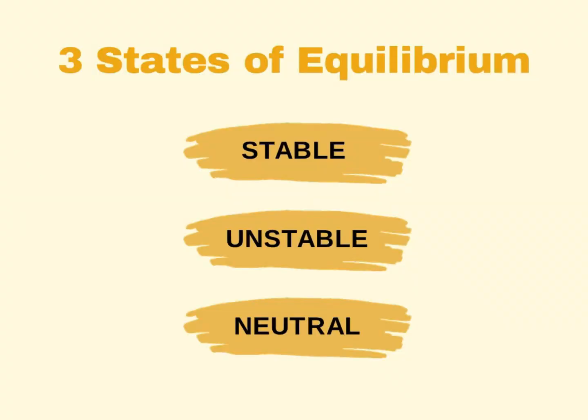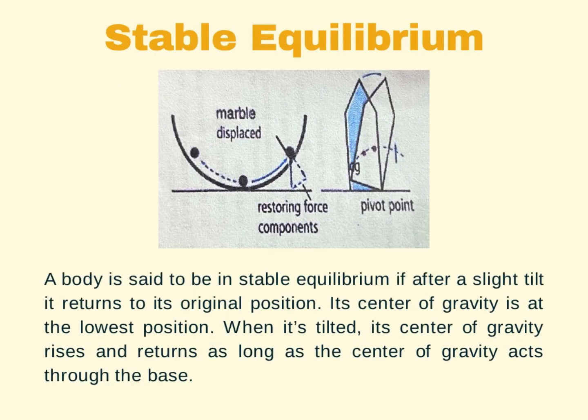We have three states of equilibrium, and these are stable, unstable, and neutral. Let's start first with stable equilibrium. In stable equilibrium, a body is said to be in stable equilibrium if after a slight tilt, it returns to its original position. Its center of gravity is at the lowest position, and when it's tilted, its center of gravity or COG rises and returns as long as the center of gravity acts through the base.